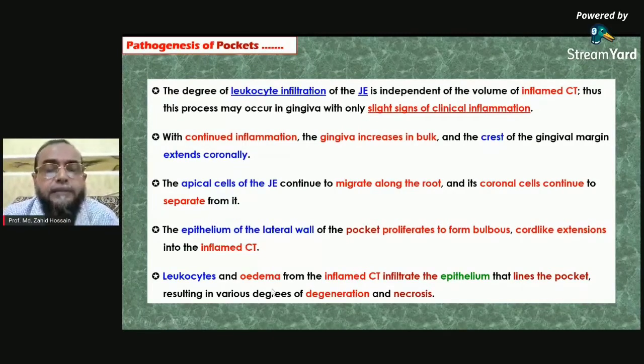Leukocytes and edema from the inflamed tissue infiltrate the epithelium that lines the pocket, resulting in various degrees of degeneration and necrosis. As the condition progresses, they start to destroy the tissue and the vessels there. So degeneration of the ligament occurs as well as of other tissues around it. Cementum attaches the ligament and alveolar bone attaches the ligament, so both are destroyed. So automatically the tissue separates from the tooth surface.